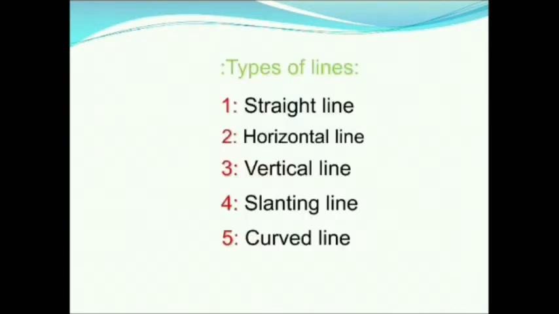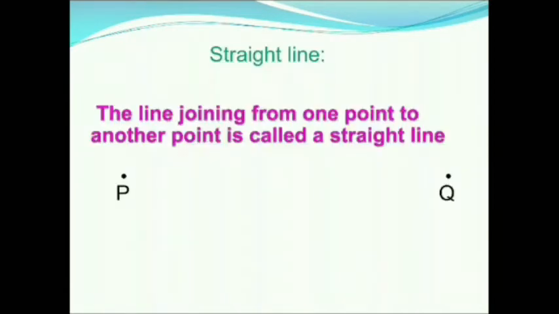Not only this much, there are so many types of lines. They are straight line, horizontal line, vertical line, slanting line, curved line. First we will learn about straight line. The line joining from one point to another point is called a straight line. Straight line is a part of a line.